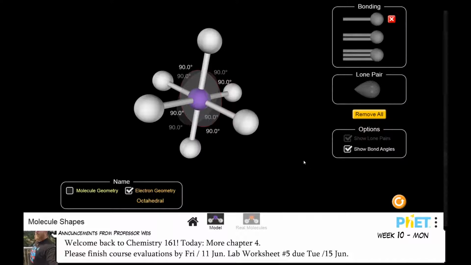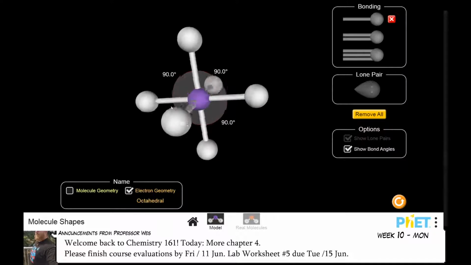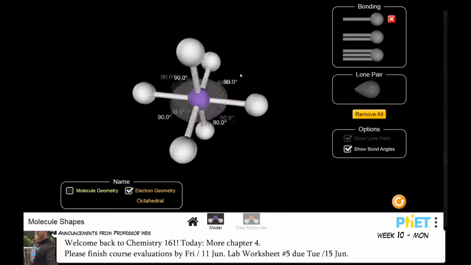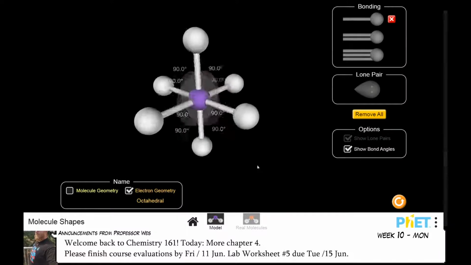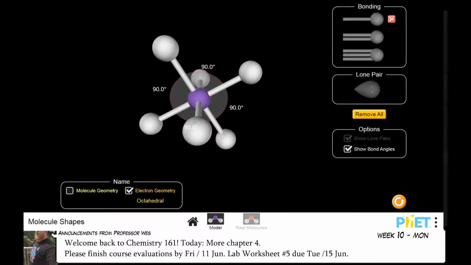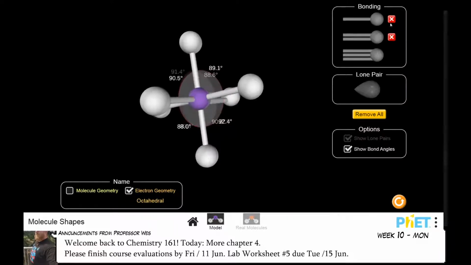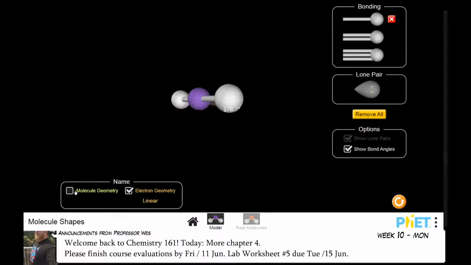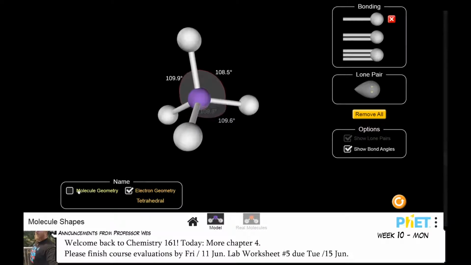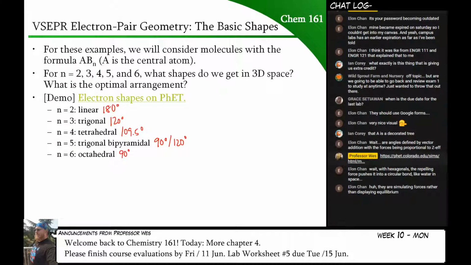So that link that I posted in the chat there, play with this, spin these around, so you can get a feel for the shapes, but these are the basic shapes. And so you can just add in groups and do whatever you want to. Now, you'll notice that I have not checked this box yet. There's a reason for that. We're going to get to that in just a second. So there's all my bond angles.